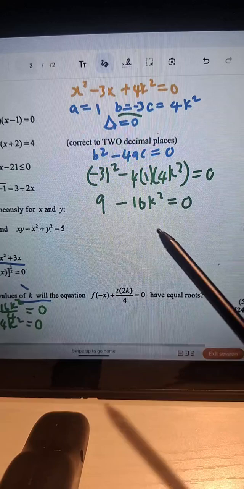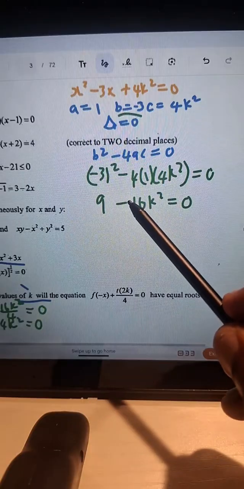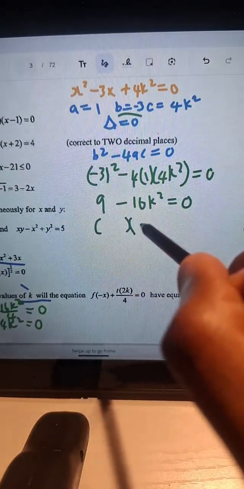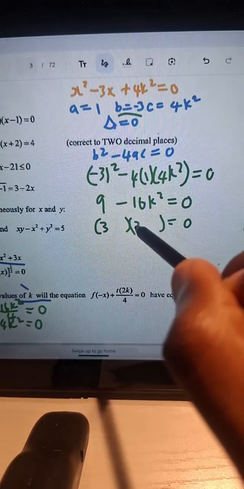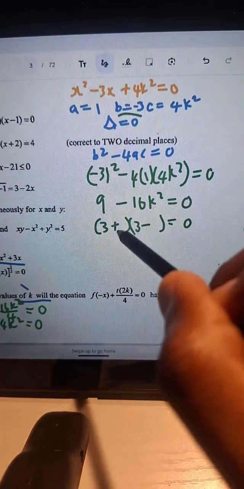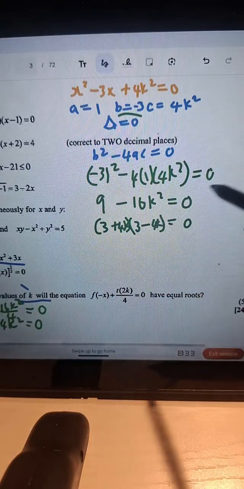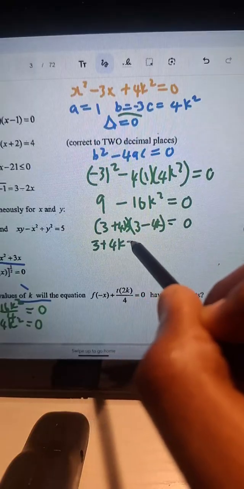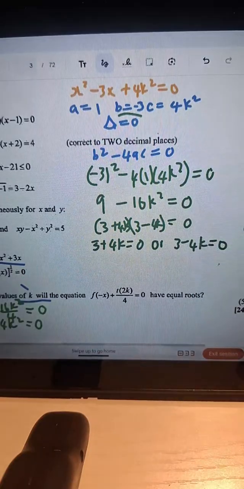Then what you can see here is the difference of two perfect squares. 9 is a perfect square, minus is the difference, 16 is a perfect square, k squared is a perfect square. So we can factorize this. Square root of 9, that's 3. Different signs, positive and negative. Square root of 16, that's 4. Square root of k squared is k. So we have 4k. So 3 plus 4k is equal to 0, or 3 minus 4k is equal to 0.